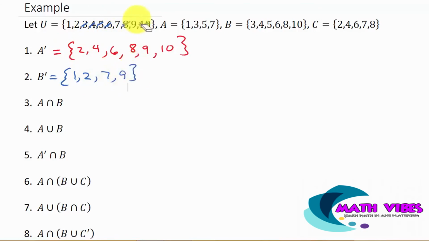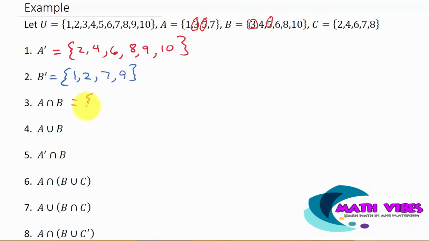Next one, A intersection B. First of all, what is intersection? Intersection means all the common elements present in both sets. So we look at set A and set B. Set A contains 1, 3, 5, 7, and set B contains 3, 4, 5, 6, 8, 10. We look for the common elements, that is 3 and 5. This is the final answer of A intersection B.